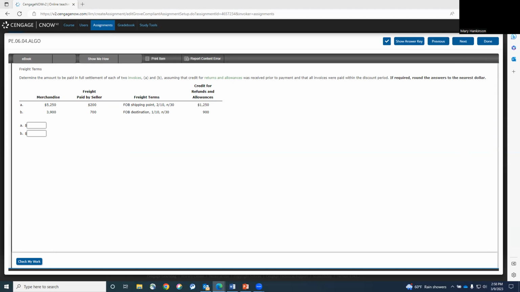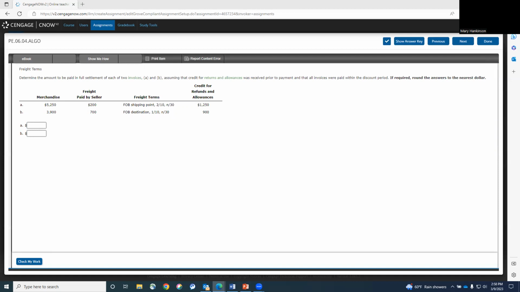Freight terms you can find in your textbook in section 2D of chapter 6, where we talk about how purchases and sales of merchandise often involve freight. And the terms of a sale indicate when ownership, which is title and control of the merchandise, passes from the seller to the buyer. So this point determines whether the buyer or the seller pays the freight cost. So let's talk about this. Let's look at this problem.